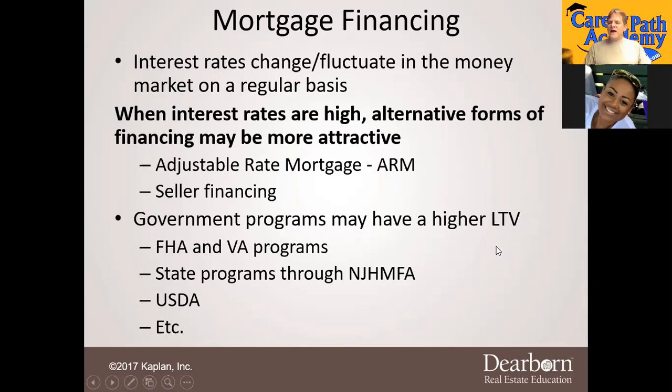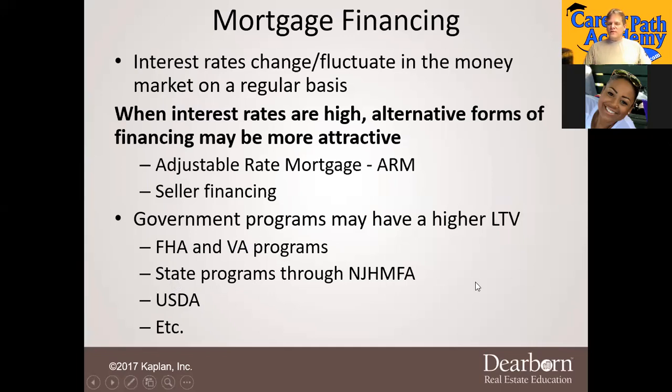Government programs may have higher LTV ratios that allow you to borrow more money. Like the FHA, the Federal Housing Administration, only requires a 3.5% down payment. The VA is the Veterans Administration. They only require no down payment. They'll give you 100% financing, but you need to be an honorably discharged veteran or an active member, and meet certain qualifications in order to qualify for the VA programs.